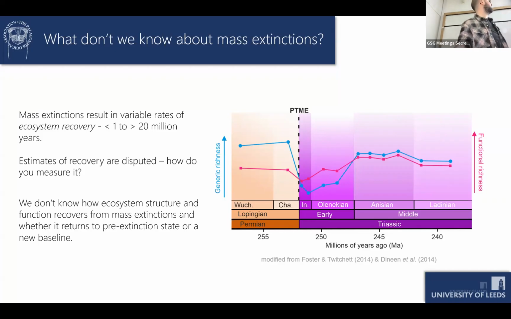And actually, the recovery seems like more of a restructuring, in that our Triassic recovered communities are actually more functionally rich than our Permian pre-extinction communities. And if we look at other ecological measures like functional evenness, we actually see an increase across the extinction event, which is then maintained throughout that early to middle part of the Triassic. So we don't know how ecosystem structure and function recovers from these extinction events, or whether it returns to pre-extinction states, which is true recovery, or to a new baseline, which might be some element of restructuring.